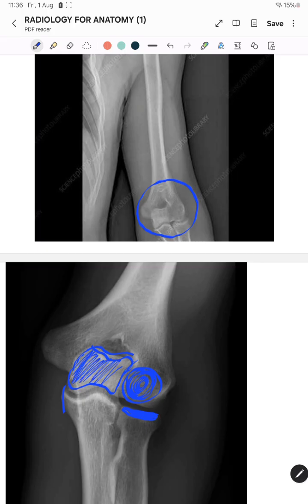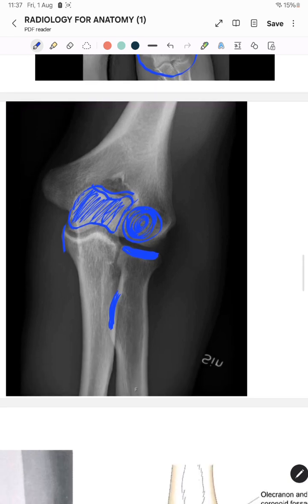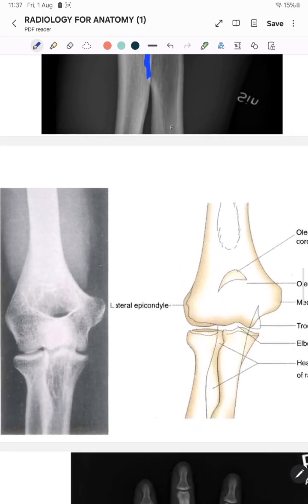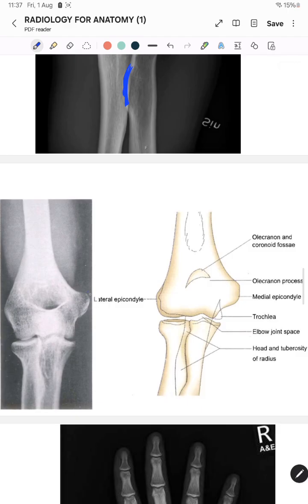This is the trochlea of the humerus bone. Trochlea of the humerus bone fits into the trochlear notch of the ulna. This is the radial tuberosity, and these are the epicondyles. This is the medial epicondyle, and this is the lateral epicondyle. So again we see the lateral epicondyle, the medial epicondyle, the head of the radius, olecranon process, radial tuberosity.